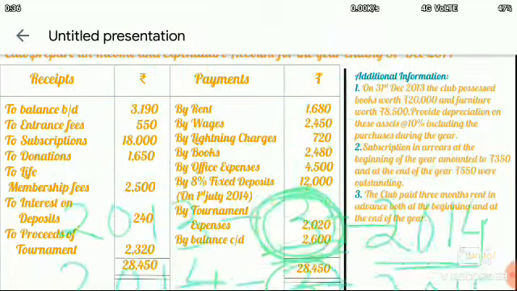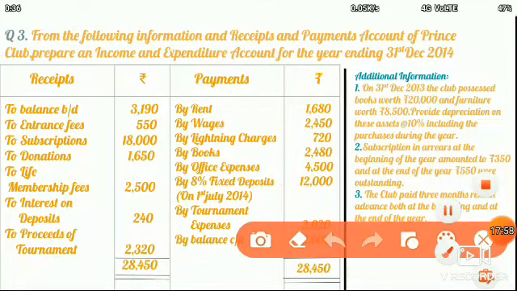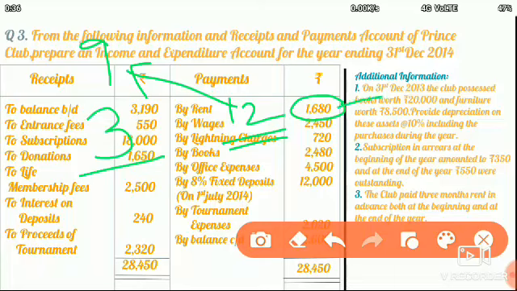So the amount shown in the question is 1680. This rent is for 12 months. 12 months means 9 months rent for the current year and 3 months rent for the next year. So the total months is 12. So 12 months rent is 1680. We have to show the rent for 12 months only, but then we have to show the details.